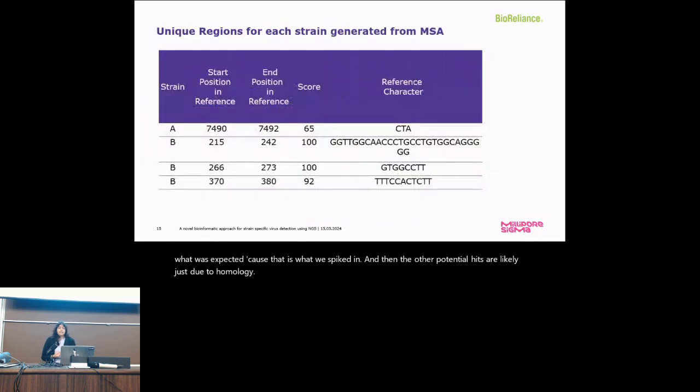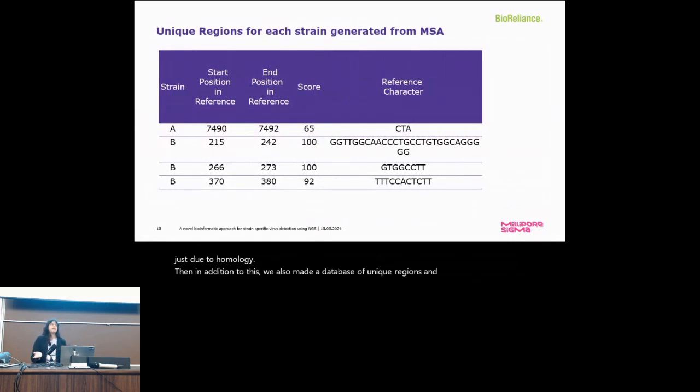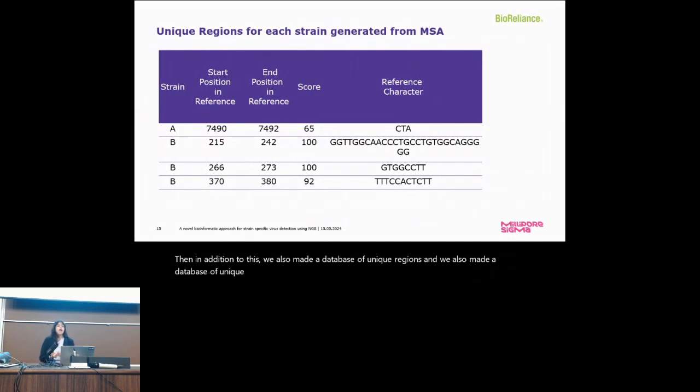Then in addition to this, we also made a database of unique regions, and we also made a database of unique SNPs. Basically, we were able to create this database through multiple sequence alignment. So we aligned all the consensus sequences and compared them. And then once we had a list of potential regions and potential SNPs, we looked at all of the sequences related to a single strain. For example, we would perform a multiple sequence alignment for just strain A and look to see what number of regions and SNPs are in that specific strain.